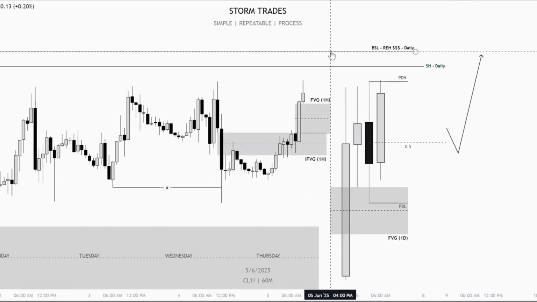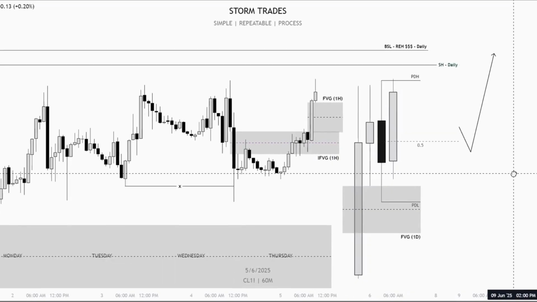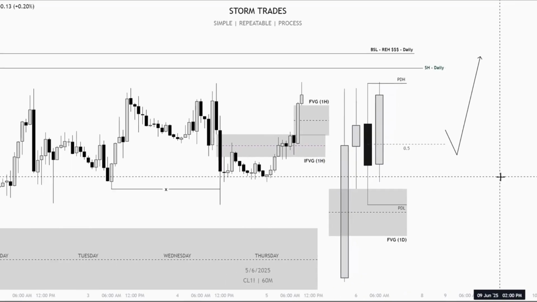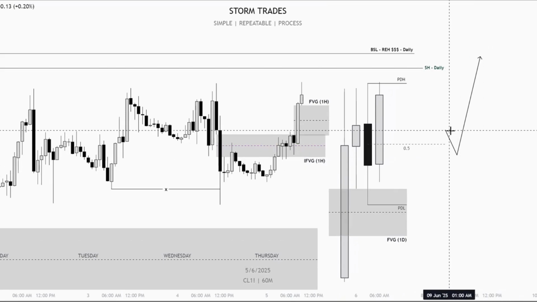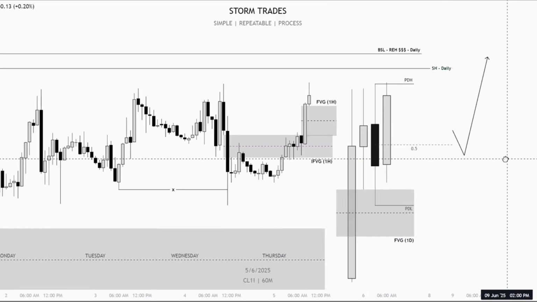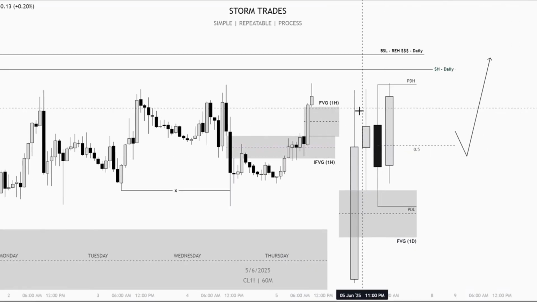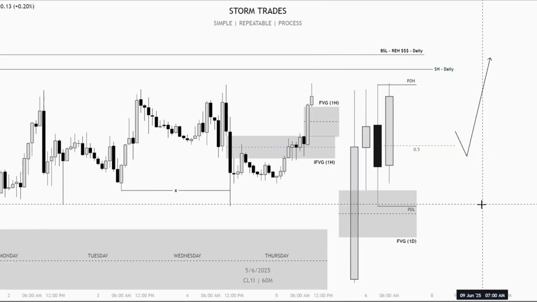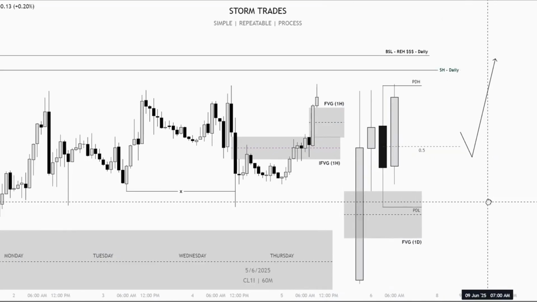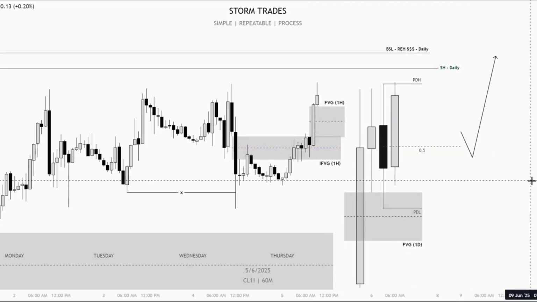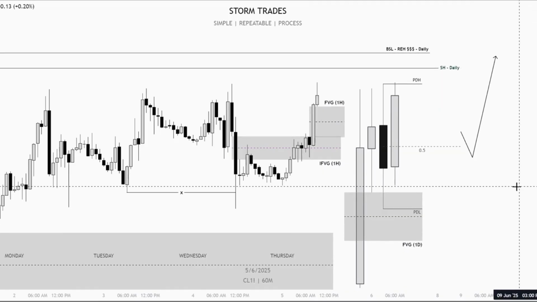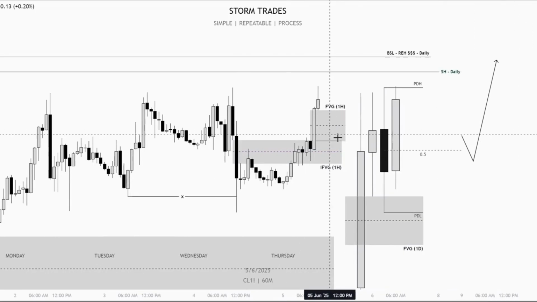And from there, I'll look for displacement up and some sort of a change in the state of delivery, a breaker, an inverse fair value gap, all of that. Okay, I don't need necessarily one of them. A lot of times you'll have all three, but what I really need is a move down into the hourly fair value gap. That's my go time in terms of starting to execute on my plan, right?